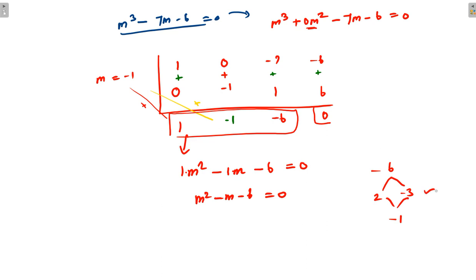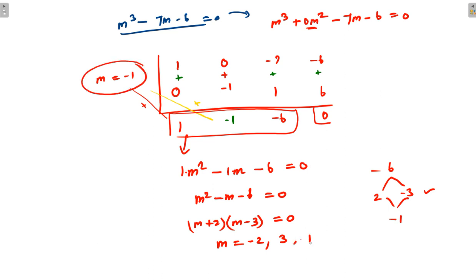So this factor is correct. So m plus 2 and m minus 3 equal to 0. So m is equal to minus 2 and 3. So already we have taken m is equal to minus 1 is also one root. So finally you can get the roots are minus 1, minus 2 and 3. So these three roots are distinct. It's not the same. So three roots are different, meaning how to write the complementary function.